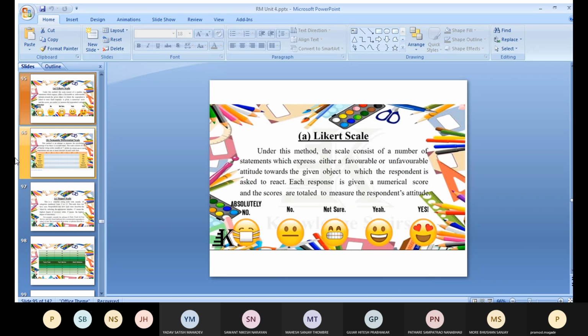Okay. This is about the Likert scale. Scaling techniques generally can be asked for 4 to 5 marks, so you will have to explain the thing. Okay. Now next part I'll start.